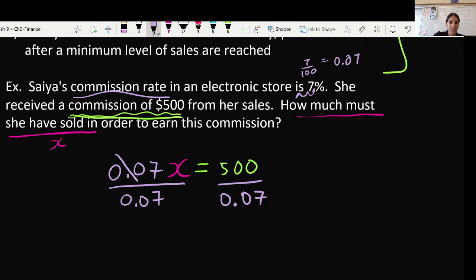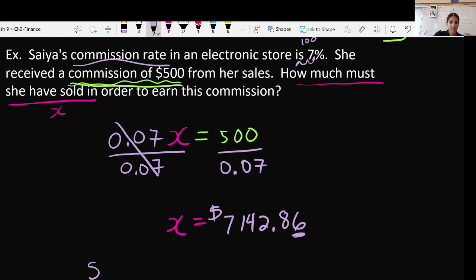Whatever you do to one side, you have to do to the other side to keep them balanced. And the whole reason we do this is because this just becomes 1 times X, which leaves us with X on the left side. And when we divide these out, 500 divided by 0.07, we get $7,142.86. I chose to round to 2 decimal places because we are dealing with money. The answer I actually got was 7142.857. So because after the 5 I had a 7, I know to round up to 0.86, just to give you a quick recap on how to round things appropriately.